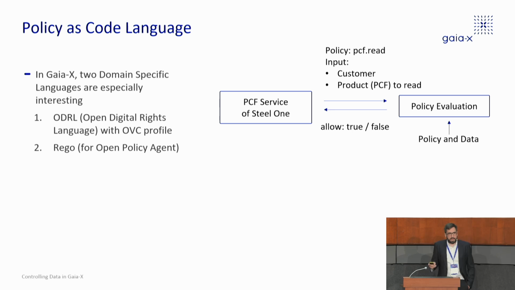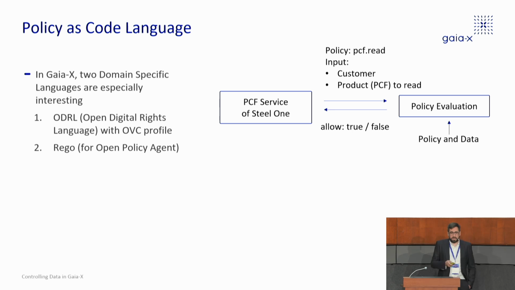Talking about implementing policies, there are many different possible implementations. I think in Gaia-X there are two domain-specific languages especially interesting to do so. One is ODRL, which Yasser already explained a lot, and the other one is Rego, which is the language for an open source tool called Open Policy Agent. And this is coming more from a background as a cloud engineer. This is something we see in cloud infrastructure a lot. So this is where I feel comfortable, so my examples will mostly be with Rego.